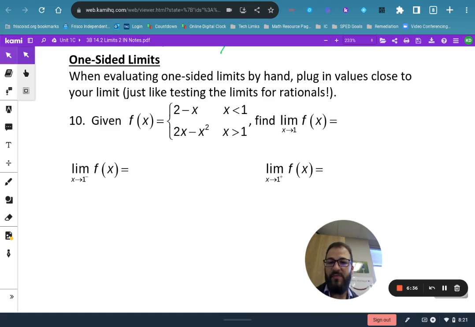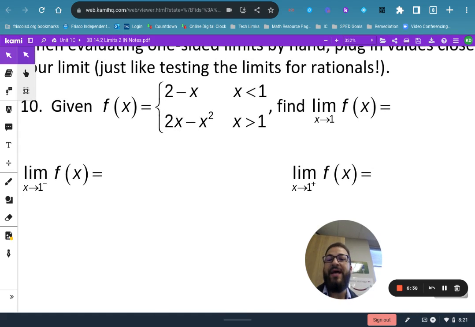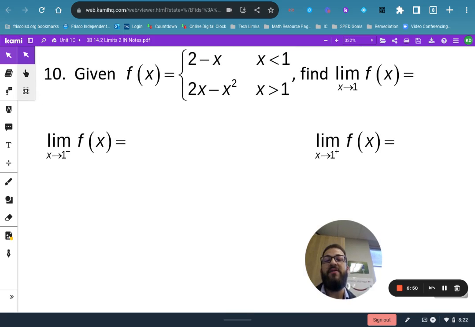So in number 10, we have 2 minus x for x values that are less than 1, and we have 2x minus x squared for x values that are greater than 1. Notice we don't actually have 1 in our function. So I'm going to try and find the limit from the left and the limit from the right and use that to find my overall limit.